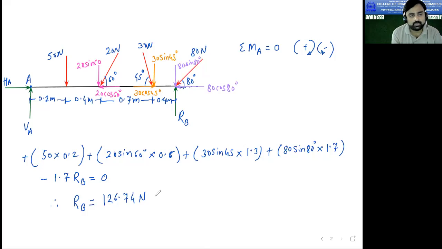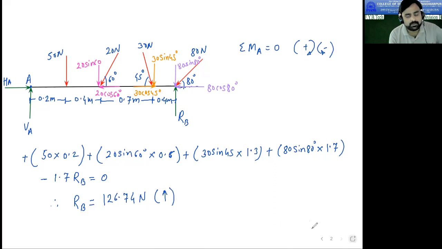Okay. So have you got a positive answer or a negative answer? Positive. Positive. So our assumed direction of RB is correct. RB is moving upward. Whatever direction we have assumed is correct. Now that you have calculated RB, it is very easy to calculate VA and HA.